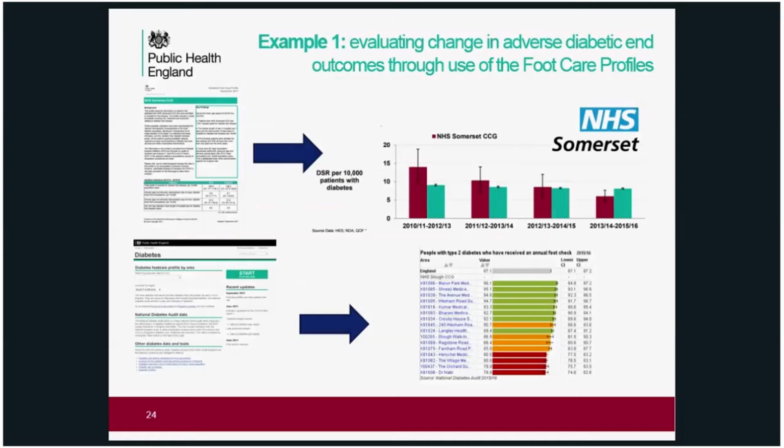For those that don't know, diabetic foot disease is a huge issue in terms of complications of diabetes. People with diabetes are at an increased risk of peripheral arterial disease and neuropathy, which can lead to ulcers. Ultimately, that may need an intervention such as a minor or major amputation of a limb.